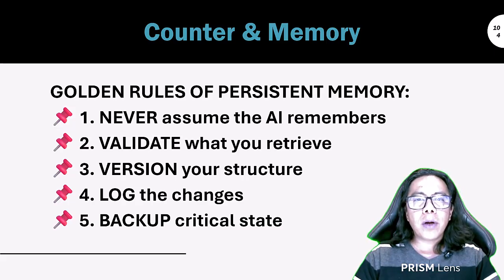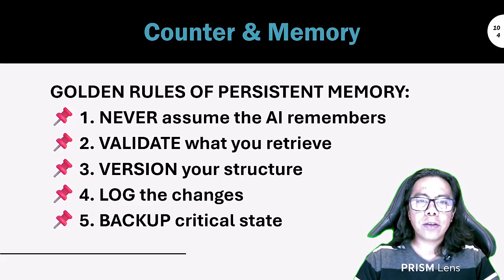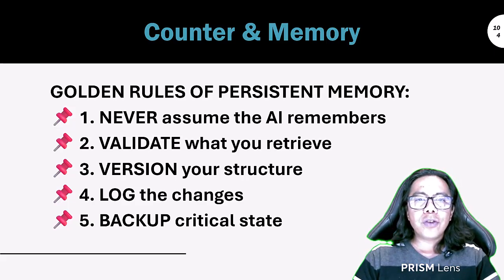In traditional programming, persistence is optional. In symbolic prompting, persistence is mandatory. Without it, your system has no history. With it, you have a system with memory.